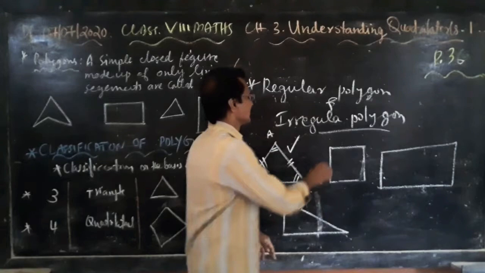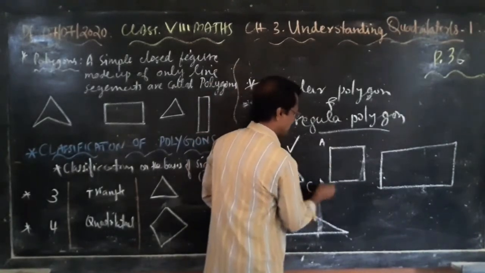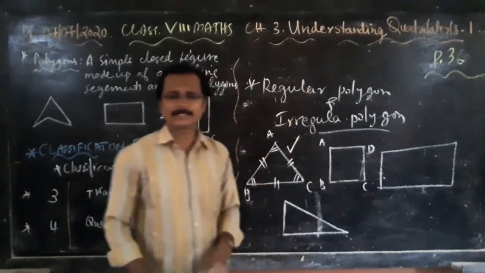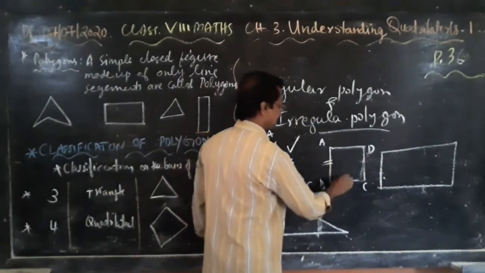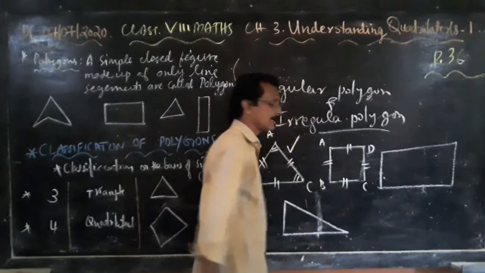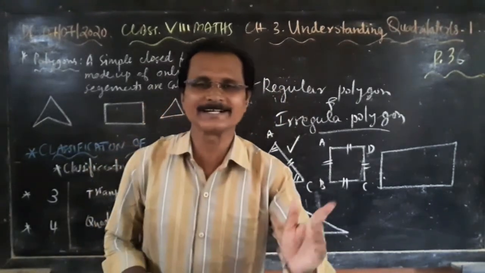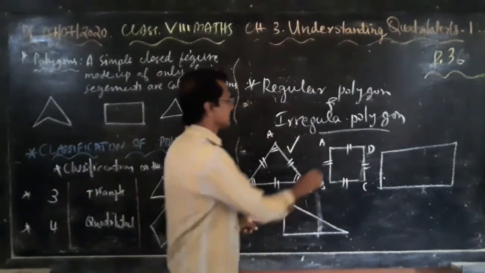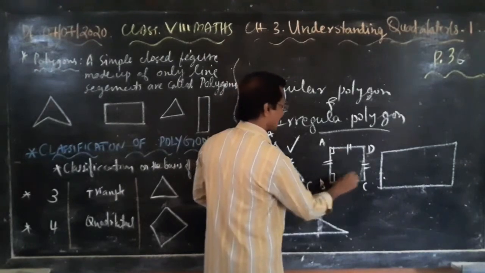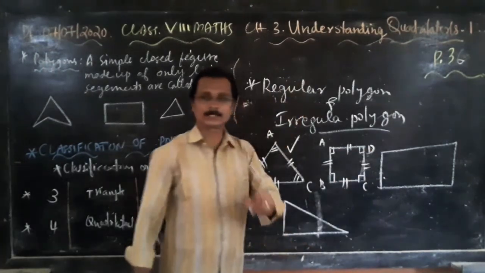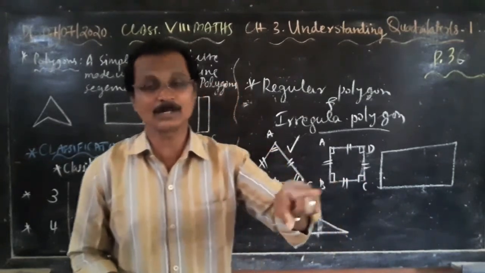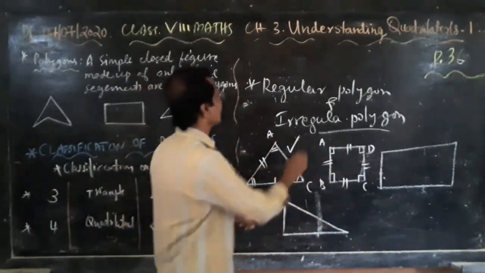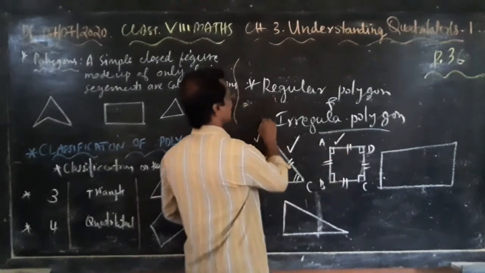Now here, ABCD is a square, and these four sides AB, BC, CD, and DA are all equal. In the same way, all these four angles are also equal. Equilateral and equiangular: sides are equal and angles are equal. So this is a regular polygon.